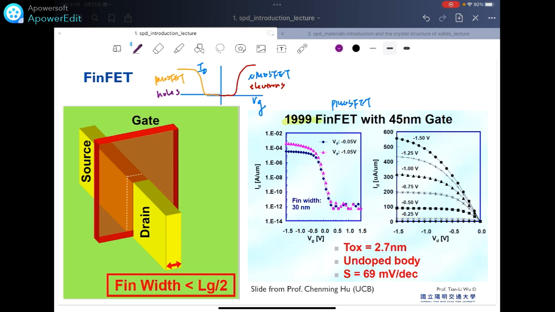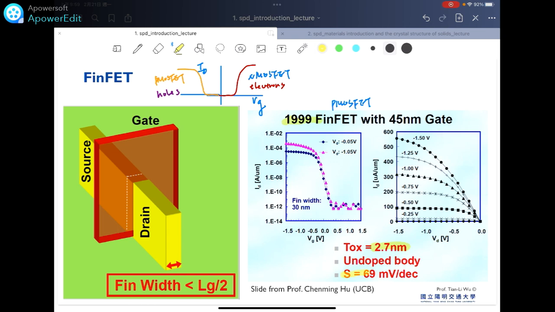So in general, there are two types of transistor. One is called the NMOS, which has electron conduction. The other one is the PMOS, which needs the hole as the major conduction. You can see this was demonstrated early. And one more thing: the most critical parameter for this transistor. You can see the first one only used 2.7 nanometers as the oxide thickness, which is extremely small here. It's almost close to the limit.